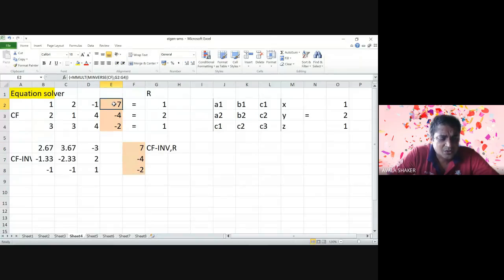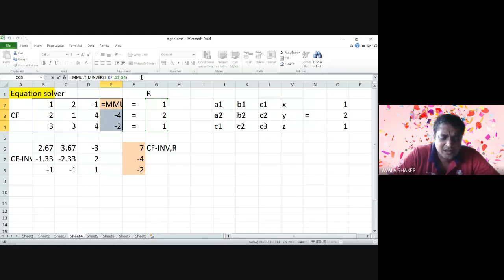Suppose you don't want to do that. Okay, so you can write it in a single line. You have to multiply the matrix, obviously. Okay, so the inverse of this multiplied by this value will give us the values of x, y, and z.